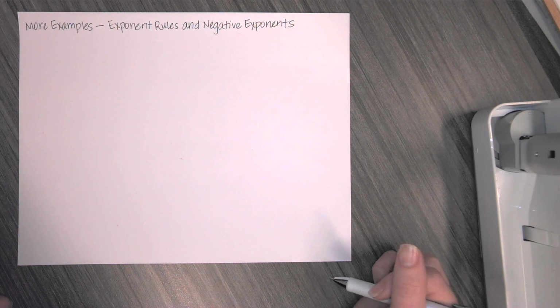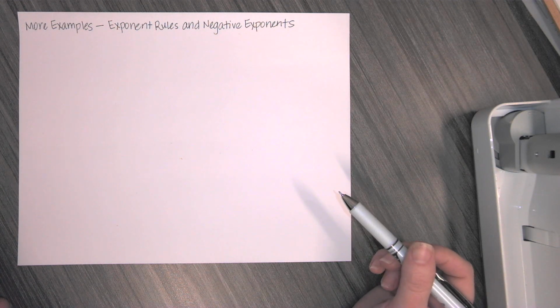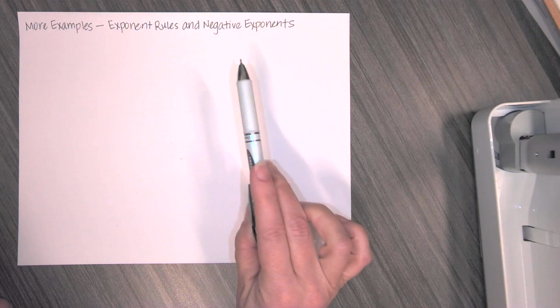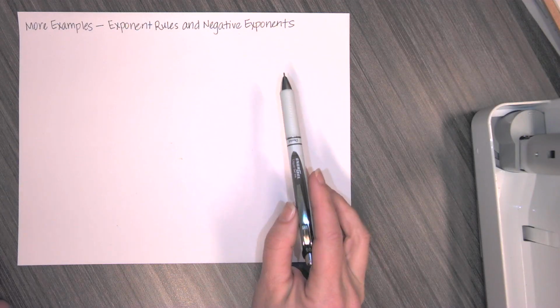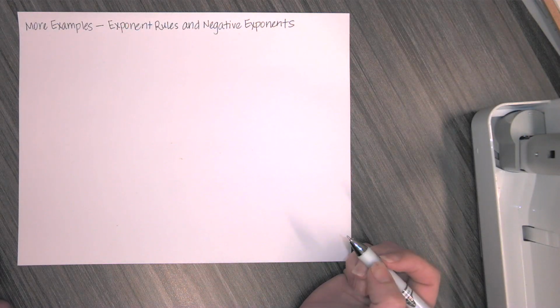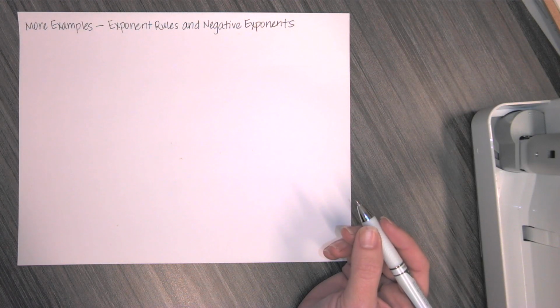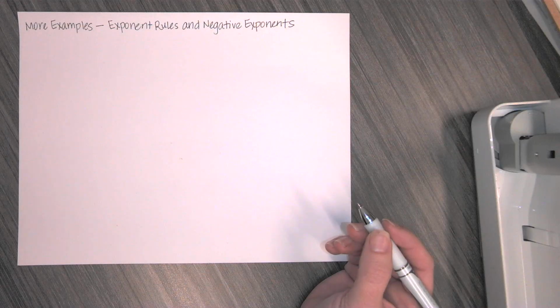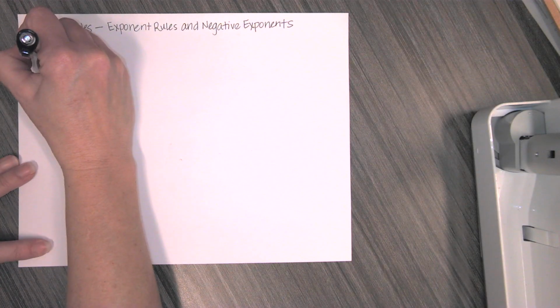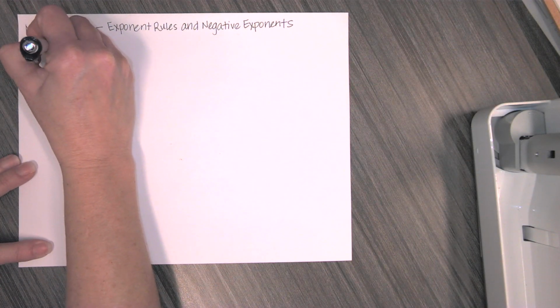In this video, we're going to look at some more examples of problems using our exponent rules and negative exponents. I went over several examples in the previous video, but these get a little bit more complicated, and so I thought we would work some like this as well. Alright, so let's start with this one.